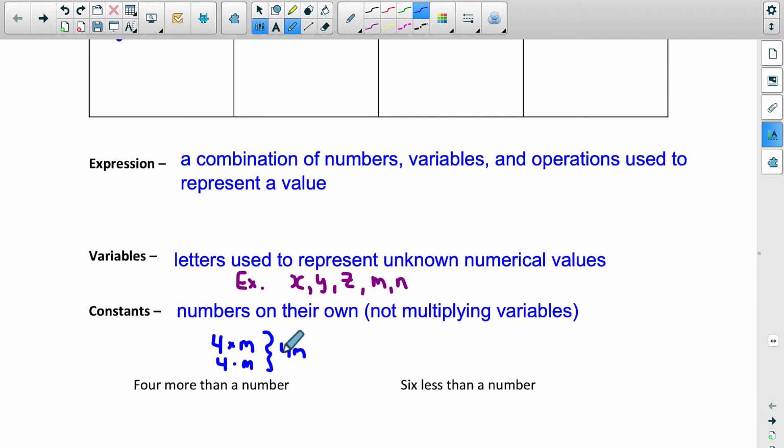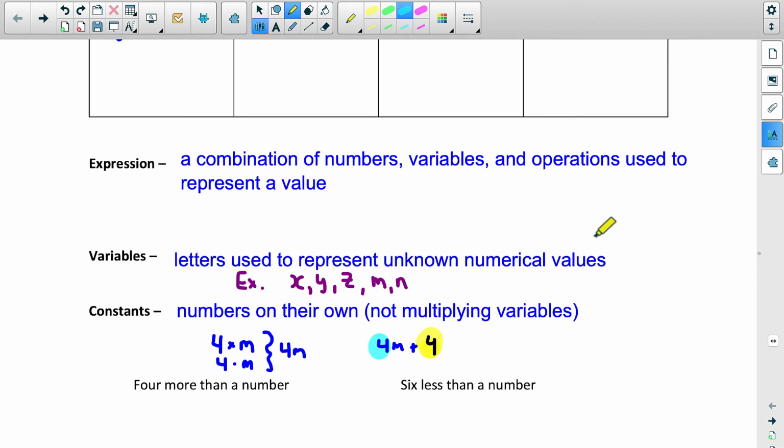Now, this is not a constant. This 4 is not a constant because it's multiplying the m. But if I had something like 4m plus 4, then this 4 over here is a constant. And the other one, you'll learn this next year, this 4 is called a coefficient. If it's attached to or multiplying a variable, it's called a coefficient. Anyway, don't worry so much about this. It's not a big deal this year. We'll talk about it more next year.